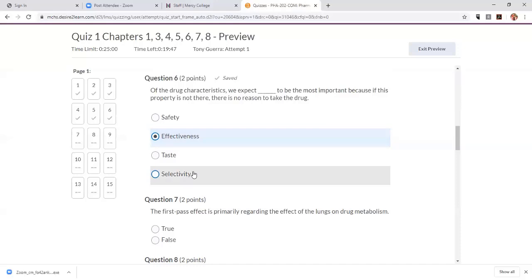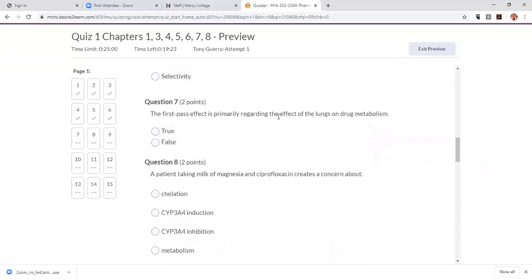And then selectivity. Well, gosh, sometimes the drug works on just what we want it to, but sometimes it works on other things and causes side effects. Maybe diphenhydramine would be your example, where, well, it takes care of the allergies, but it makes you drowsy. So it's not as selective as we would like, but it still works. But we have to have effectiveness. There's no reason to take it if it's not.